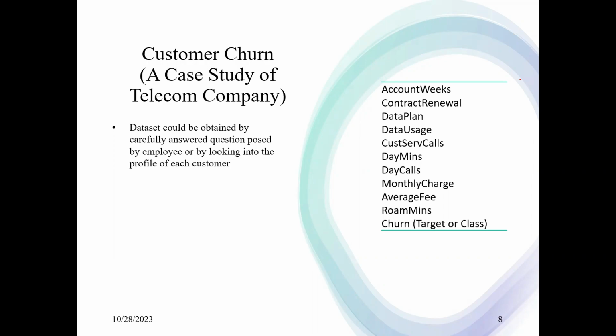You may have to look into the customer's profile to get this information. How many account weeks do they have? What is the contract renewal pattern? What is the approach of the contract renewal that they have all signed? What's the data plan that you have for them? Is it a fixed data plan, or prepaid or postpaid? What is the amount of data usage by this customer? How many calls, daytime calls, monthly charges, the average fee, is there any roaming minutes?